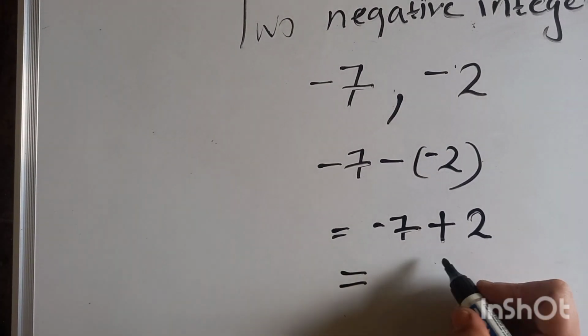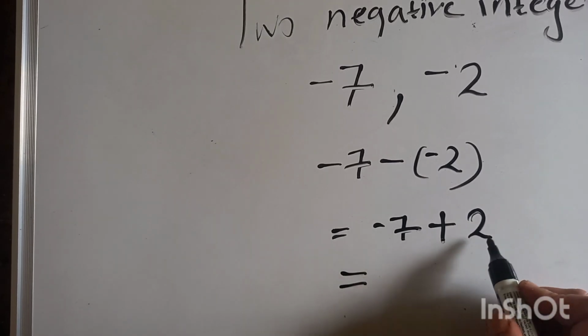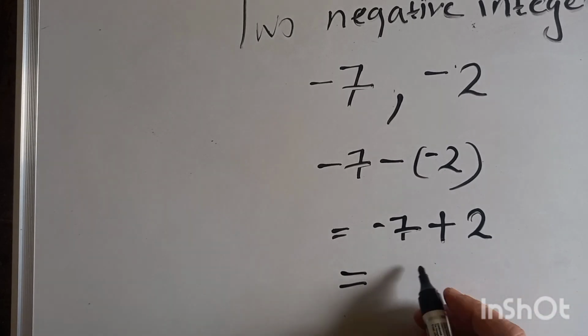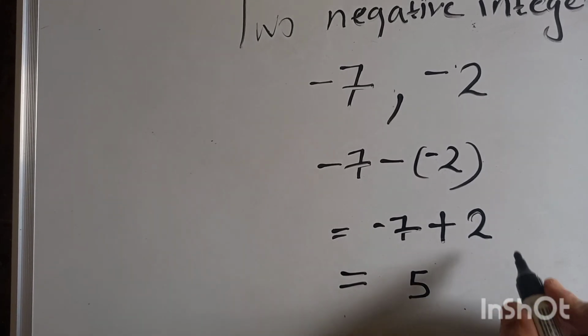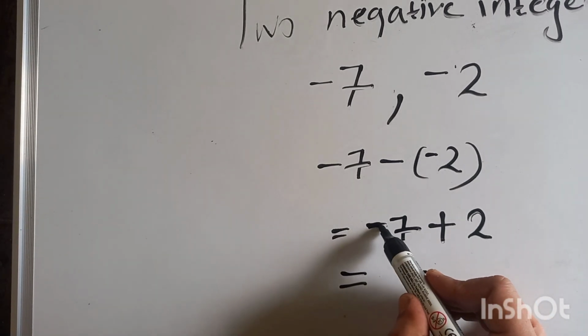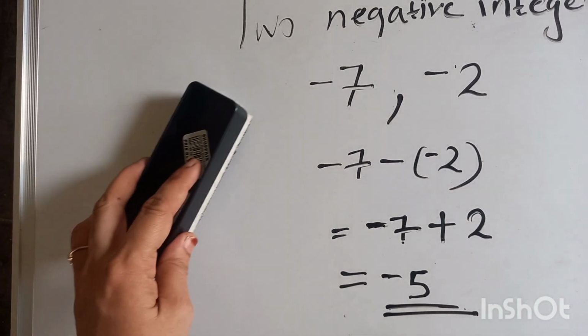This is addition of two integers. So neglect the sign of both integers and subtract the lesser number from the greater number. So 7 minus 2 you have to do. It will be 5, and put the sign of the bigger number. Here the bigger number is 7 and its sign is negative. So the answer will be negative 5. So this is how you subtract two negative integers.